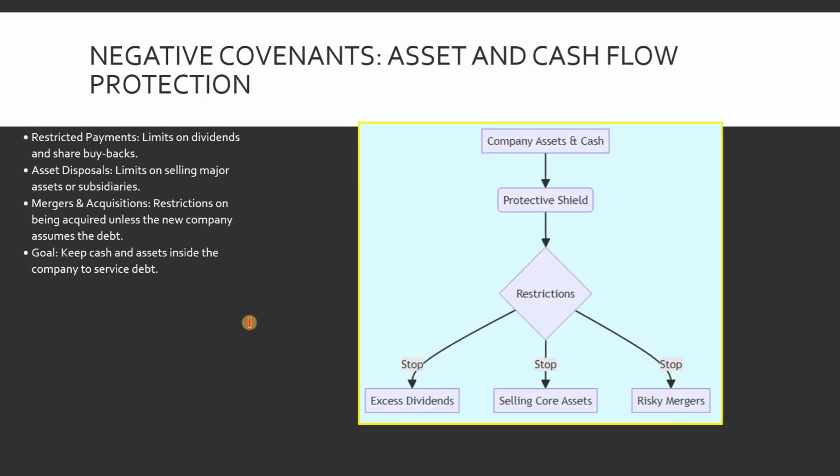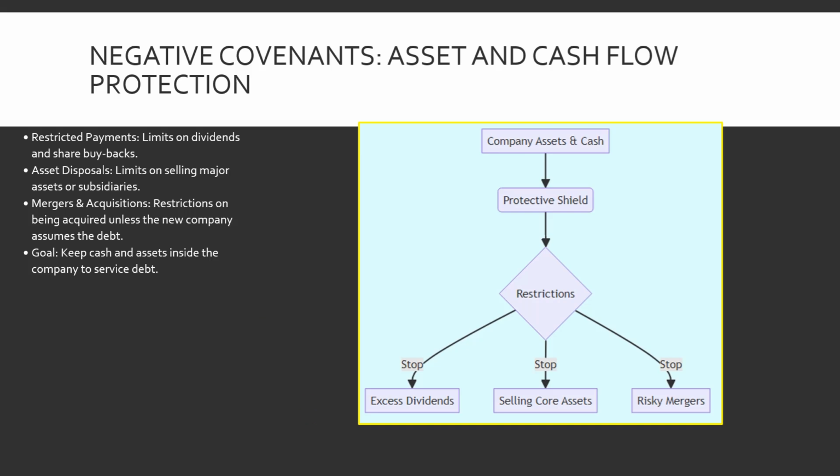So, continuing with negative covenants, we'll look at how they protect the company's cash flows and assets. Shareholders love dividends, but bondholders hate them if the company is running out of cash. So, restricted payments covenants limit how much cash can leave the company to pay shareholders. Similarly, we have restrictions on asset disposals. The company cannot sell off its best factories and leave bondholders with an empty shell. Finally, there are rules regarding mergers. A company cannot just merge with a weaker company and walk away from its debt obligation. So these covenants ensure the assets and cash required to repay you remain within the company.